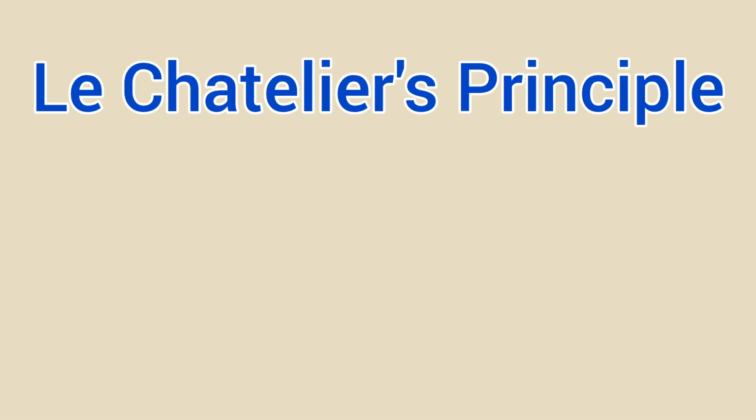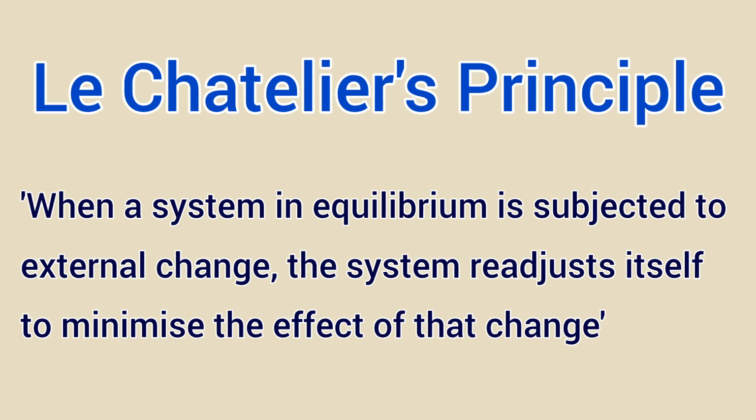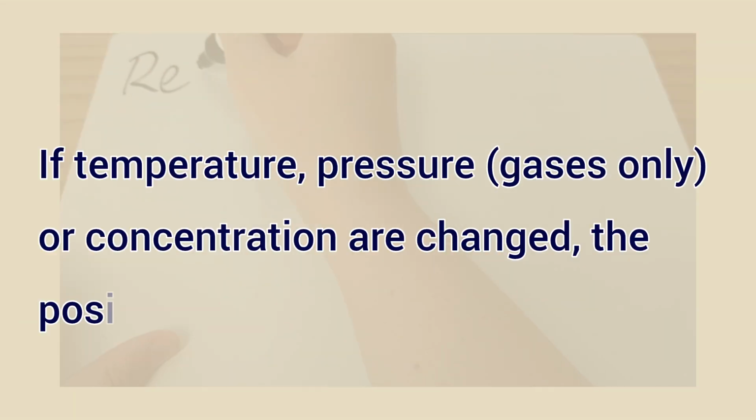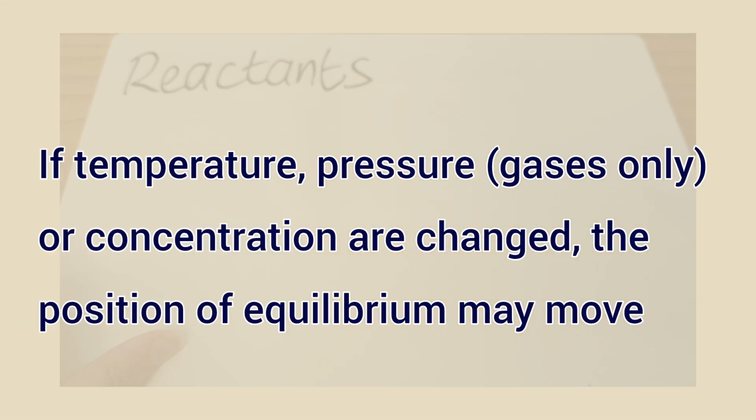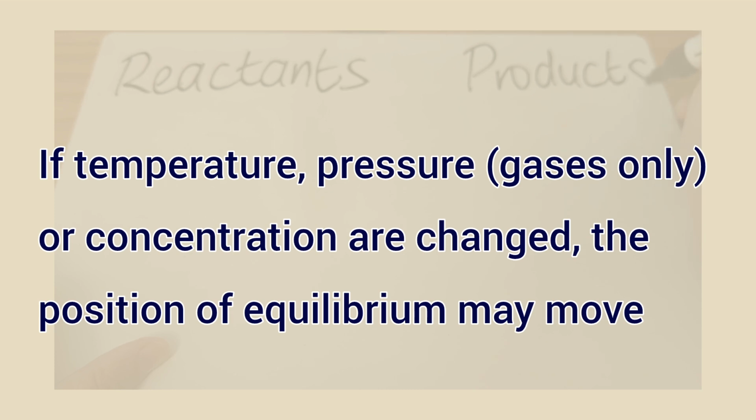In the late 1800s, Henry Louis Le Chatelier came up with his principle, which states: when a system in equilibrium is subjected to an external change, the system readjusts itself to minimize the effects of that change. If temperature, pressure, or concentration are changed, the position of equilibrium may move.